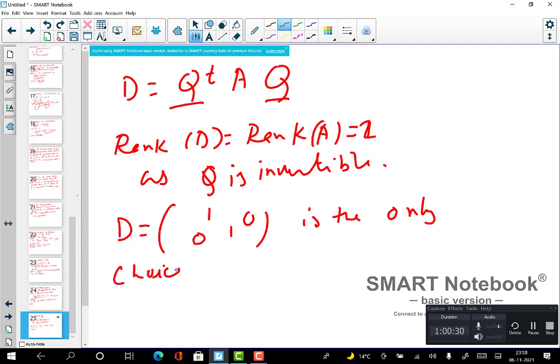So that is the only choice of D. We have no other choice because D is diagonal, so the other entries have to be 0, and the diagonal can be non-zero or 0. But the diagonal cannot be 0 because rank is 2. If one of the diagonal entries is 0, then the rank will become 1 or 0, right? So both the diagonal entries have to be non-zero, which is equal to 1, because in Z mod 2Z there is only one non-zero entry, which is 1, right? So D has to be of this form. Okay, so if D is of this form, then how does Q look?